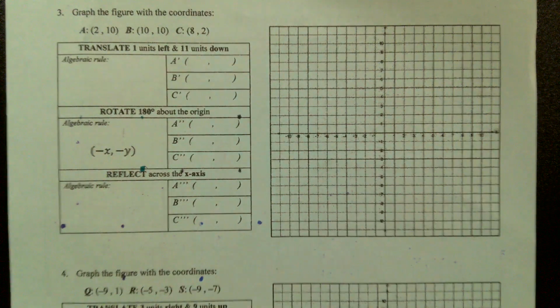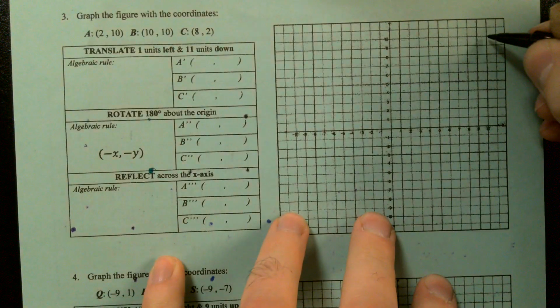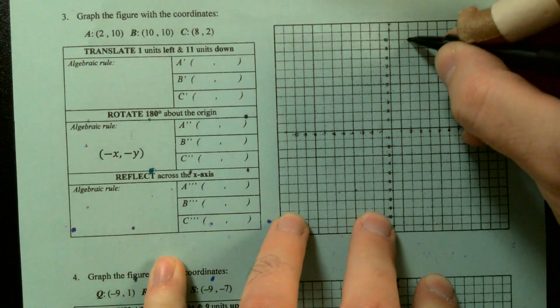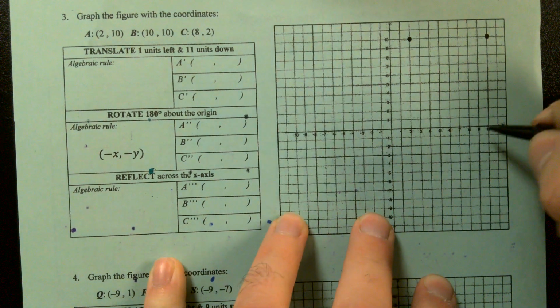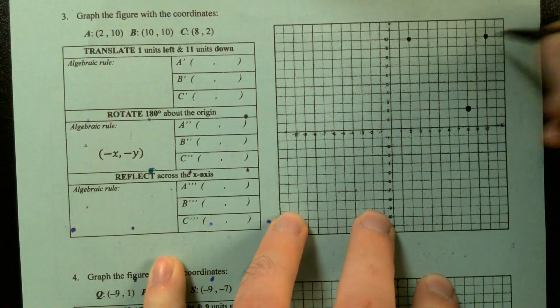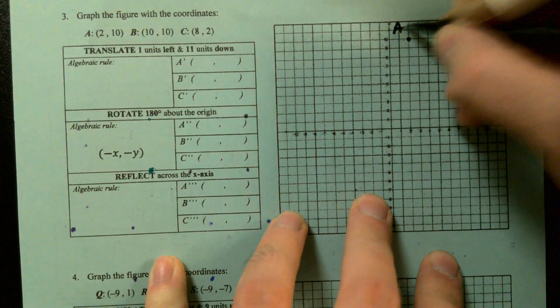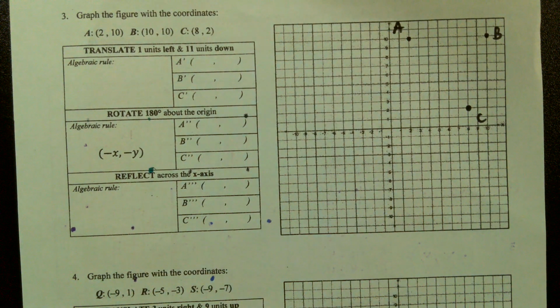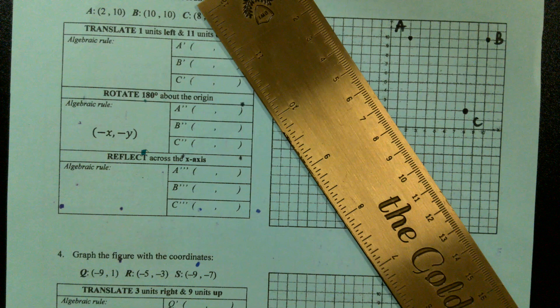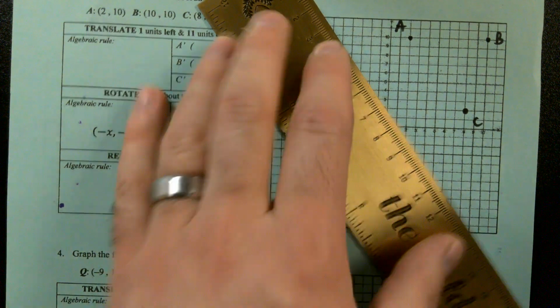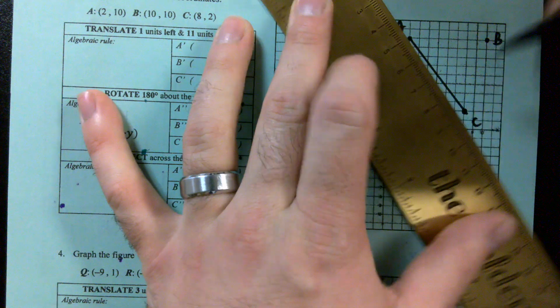All right, I'm going to plot my pre-image coordinates first. 2, 10, 10, 10, and 8, 2. C, B, A. All right, I'm going to line these up.